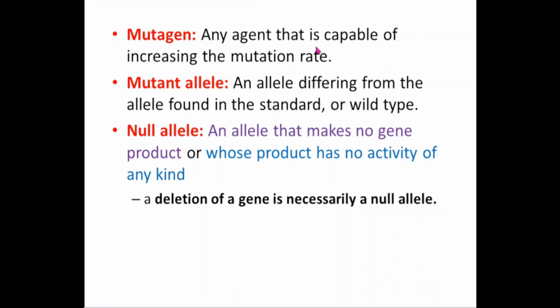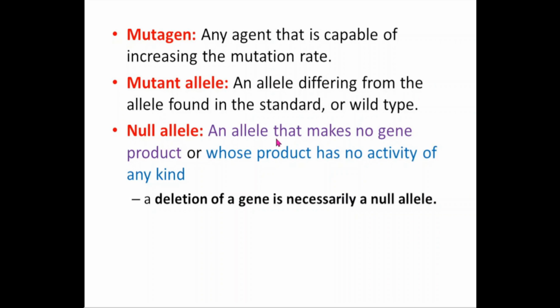Mutagen: when we say mutagen, it is an agent, any agent that is capable of increasing the mutation rate. As we have seen, it could be sunlight or UV rays or viruses, or errors during DNA replication. Mutant allele: an allele differing from the allele found in the standard or wild type. When you say mutant, it is just the change. So it differs from the original or standard or wild type allele. We call that a mutant allele.